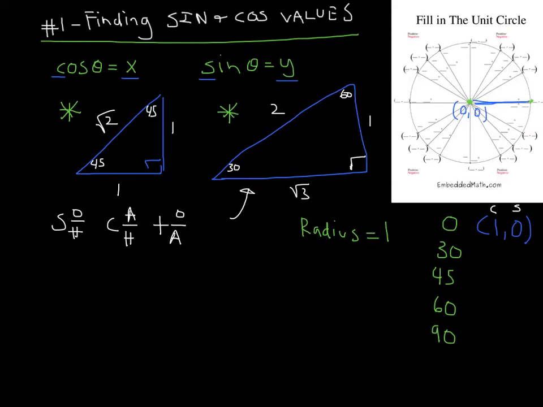And let's see if we can figure out the cosine of 30. Cosine of 30 is going to be my adjacent over the hypotenuse. Well, the adjacent is root 3, and the hypotenuse is 2. So now we know that the cosine of 30 is root 3 over 2.